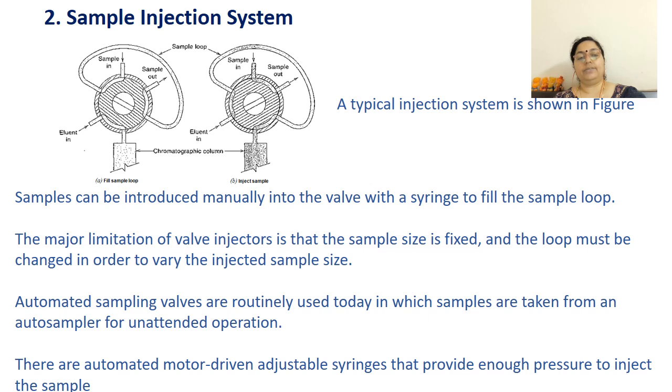So nowadays, automated sampling valves are commonly used. In this case, samples are taken by an autosampler for unattended operations. They are actually automated motor-driven adjustable syringes that provide enough pressure to inject the sample.